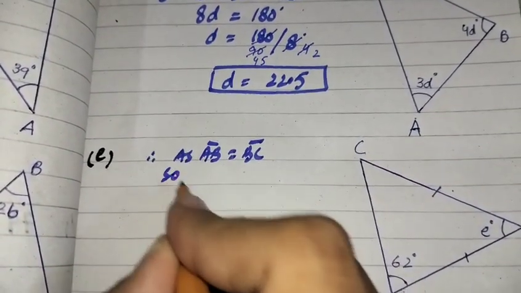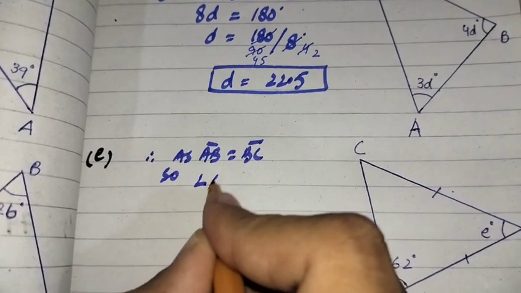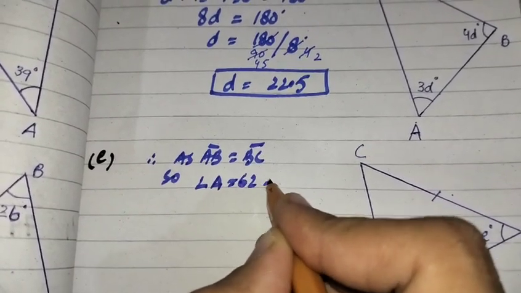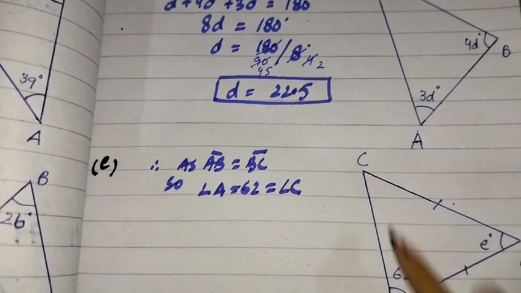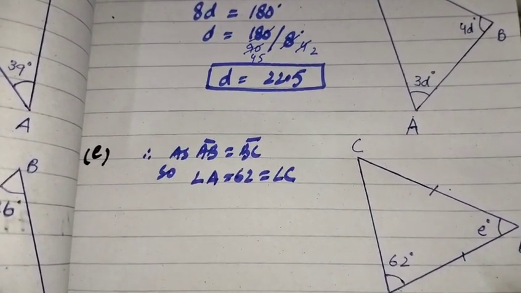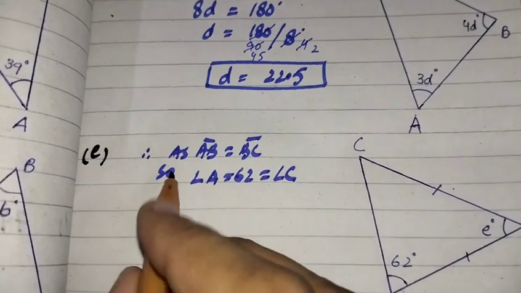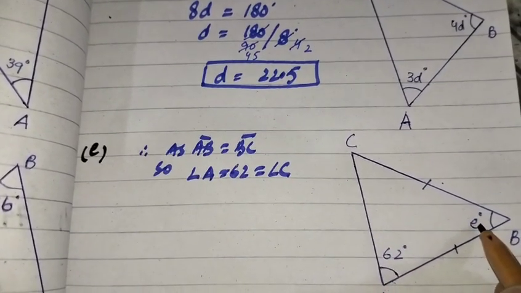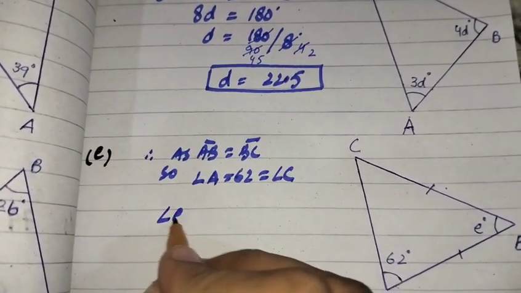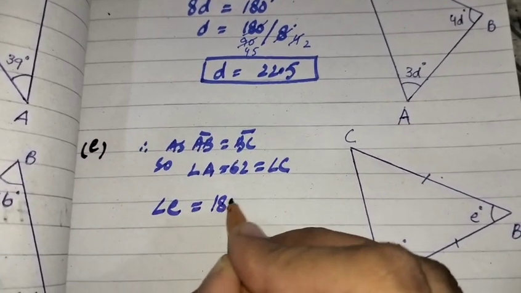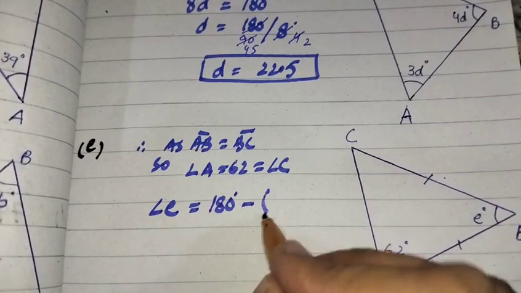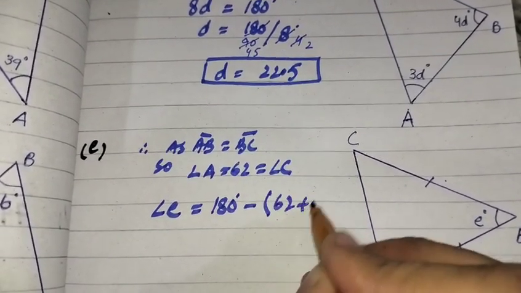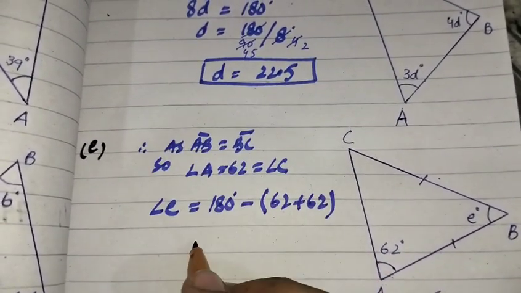So angle A is equal to 62 degrees, which is also equal to angle C. So angle A and angle C are both 62 degrees. We have to find angle E. To find angle E, we have to subtract the sum of these two angles from 180 degrees. So it will be 62 plus 62, and the sum of the two angles will be subtracted from 180 degrees.